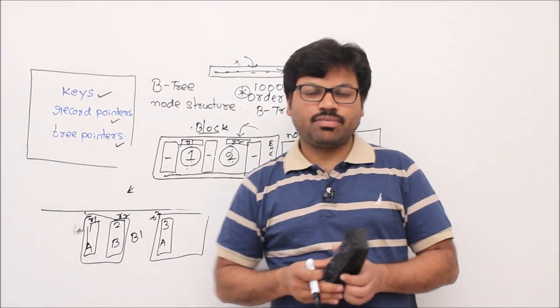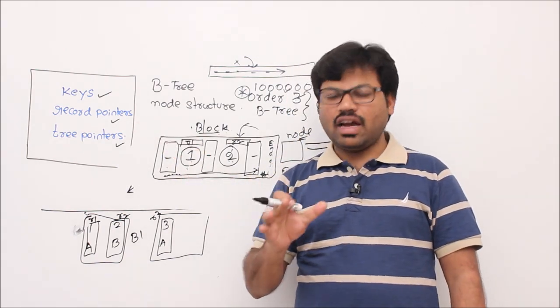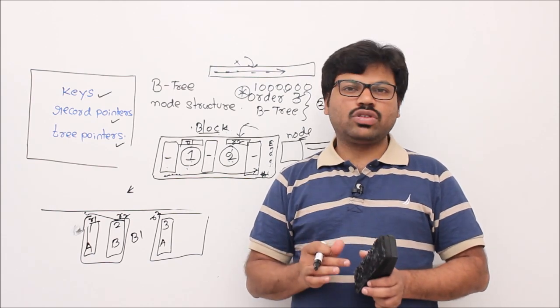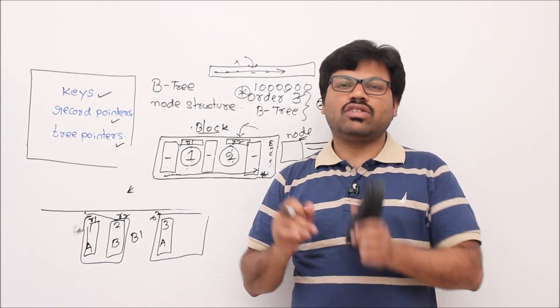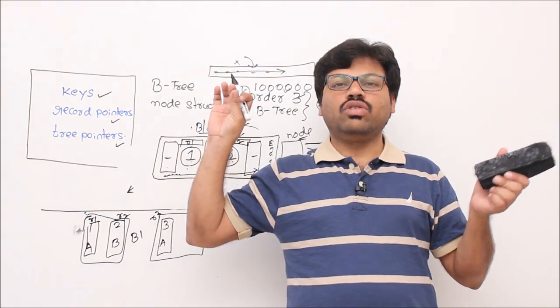Now let's summarize. A B tree of any order has some conditions. Why do we have at most p minus 1 keys? The reason is that the node is going to be stored in a block, and that decides the order.